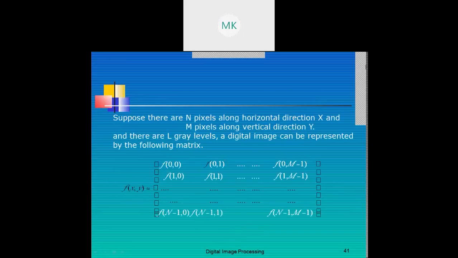Suppose there are n pixels along the horizontal direction x, and m pixels along the vertical direction y. How do we represent the digital image? A digital image can be represented in matrix form, that is, by using arrays. It can be represented by the following matrix, f of x comma y: f of 0 comma 0, f of 0 comma 1, up to f of 0 comma m minus 1, and so on till f of n minus 1 comma m minus 1. This is how we represent the image by using a matrix.